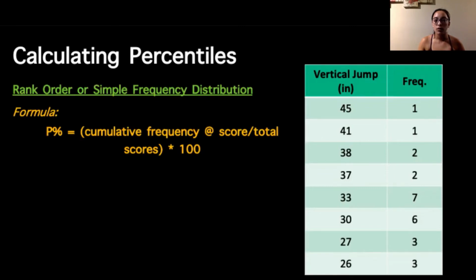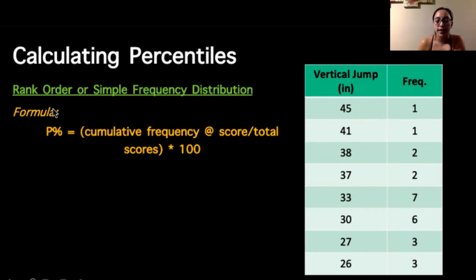Okay, so let's go through an example of how we might calculate a percentile for a rank order or simple frequency distribution. I've started out by giving you a frequency distribution. So we have values that have been collected for vertical jump in inches, and we have the number of occurrences or the frequency of occurrence for each of these vertical jump values.